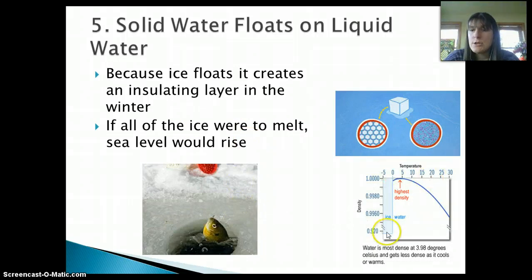This little diagram here shows the density of water. Notice that the highest density of water is when it's a liquid at about 4 degrees Celsius. And as it gets colder and colder and colder, the density goes down. And so this would be ice here floating on top of water here. This is as the temperature increases and as the temperature decreases, like that.